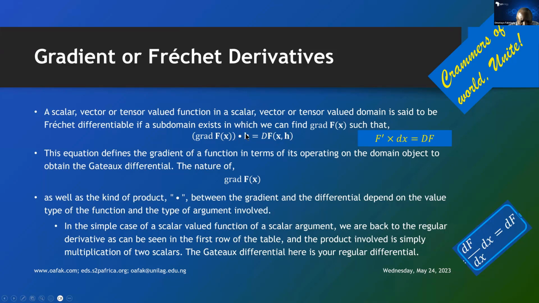Go ahead and talk about the change in the domain, which you can always do. If it is possible for you to find something, no matter what that something is, this thing in the bracket, we call it grad, call it any name you like, such that when it is in any product relationship with this, it gives us the Gateau differential, that thing is the derivative we are looking for.